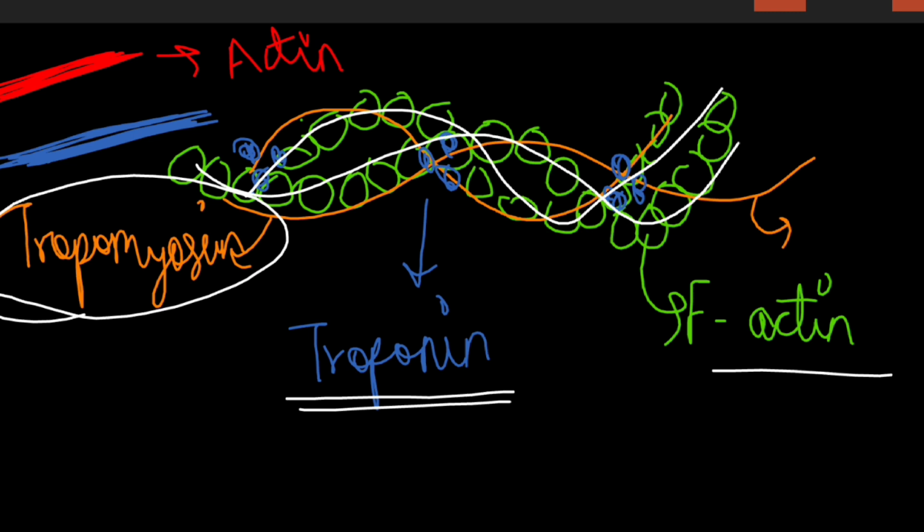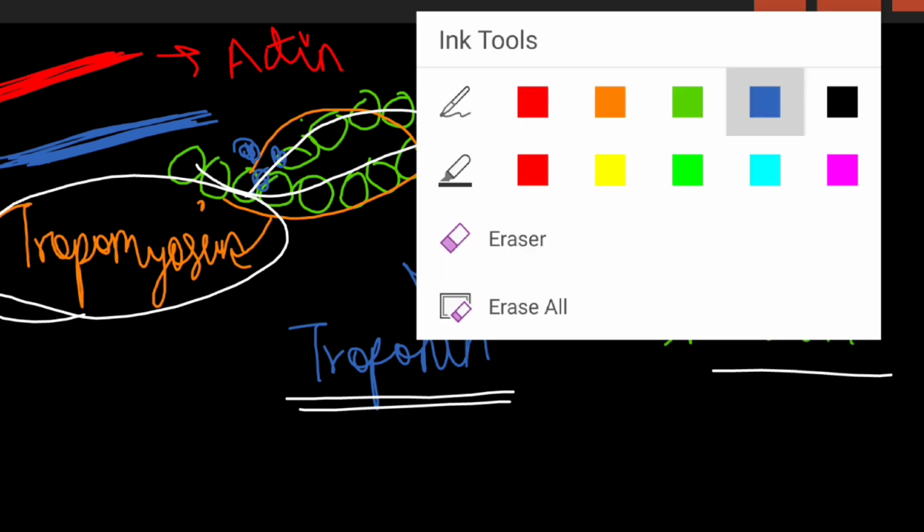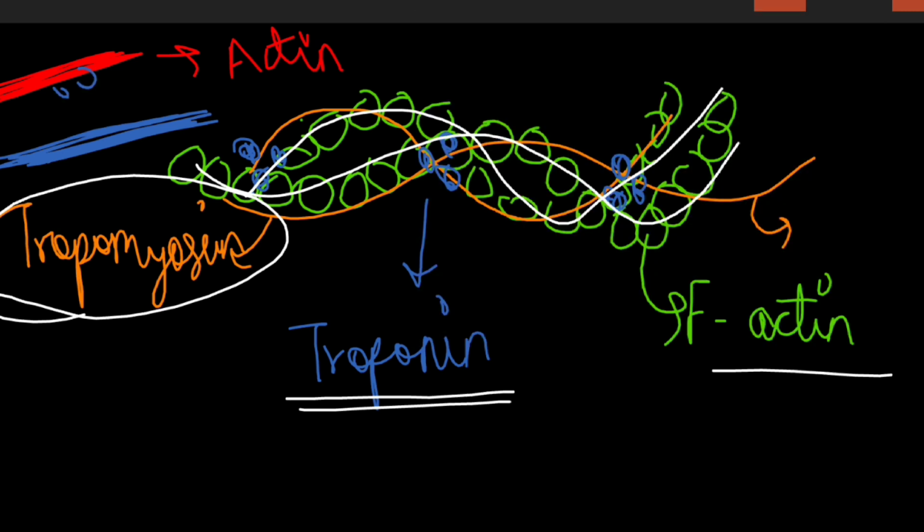So during resting state, a subunit of the troponin, suppose this is a troponin which is binding. So what will happen during a resting state? This troponin has masked this actin, because of which the active site of the actin is masked. Because of this, the myosin which is present, this is a myosin, cannot bind with the actin.